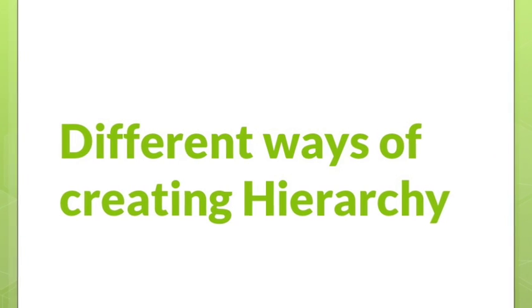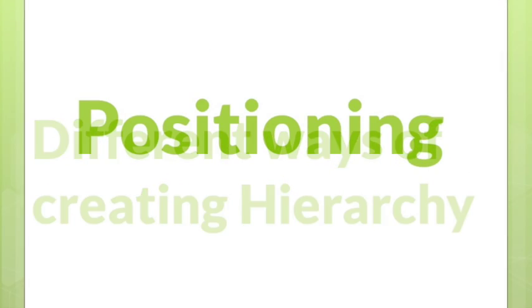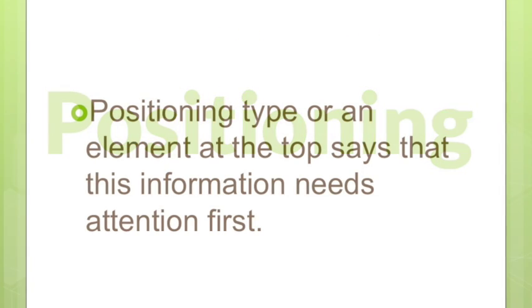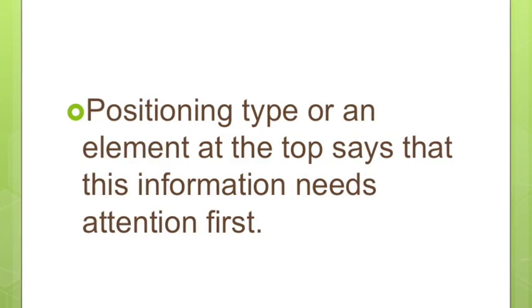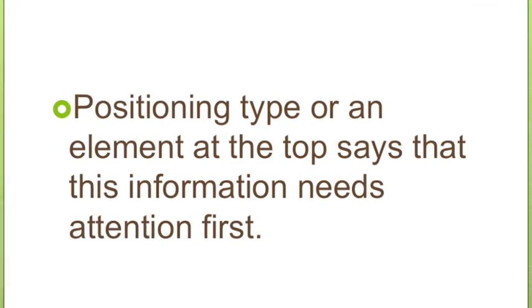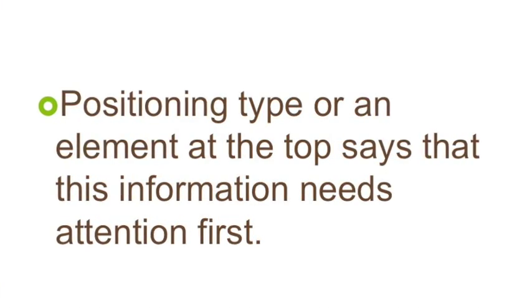Now, there are different ways in which we can create hierarchy. One of those ways is positioning. Positioning type or an element at the top says that this information needs attention first. It lets the viewer know this is where I want you to look.